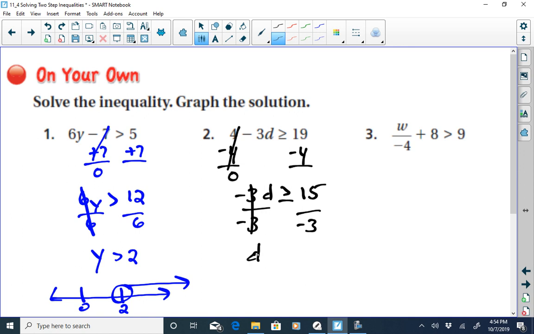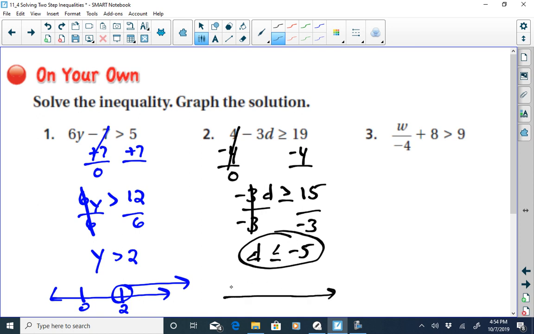D has to be now less than or equal to, we have to reverse the inequality because we divided both sides of the inequality by -3. 15 divided by -3 is going to be -5. So here's my solution. D has to be less than or equal to -5. Let's check it.